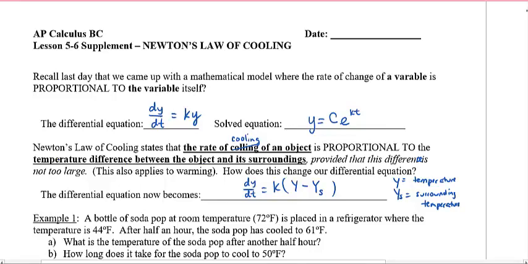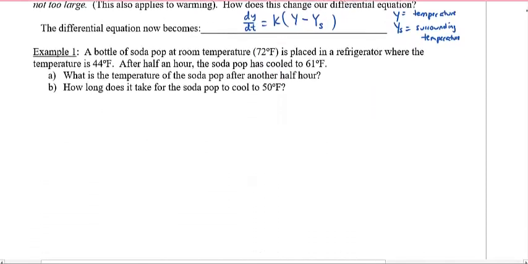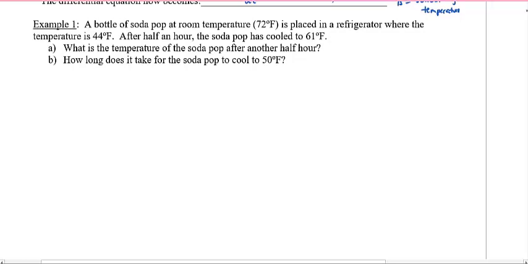Okay, so let's see what happens when we look at example number 1. A bottle of soda pop at room temperature, which is 72 degrees Fahrenheit, is placed in a refrigerator where the temperature is 44. After half an hour, the soda pop has cooled. The question I have for you is, what is the temperature of the soda pop after another half an hour, so pretty much an hour after it started? And part B says, how long does it take for the soda pop to cool to 50 degrees Fahrenheit?